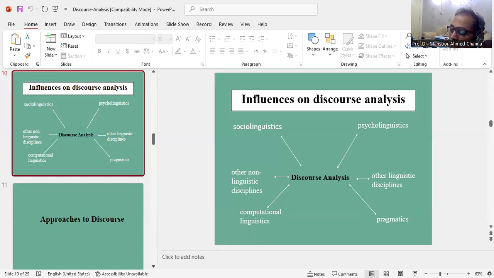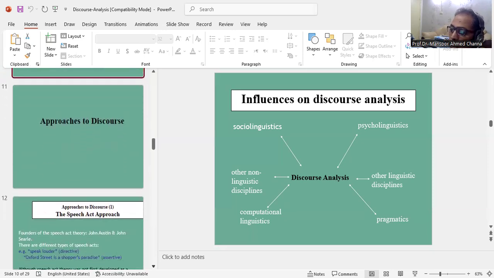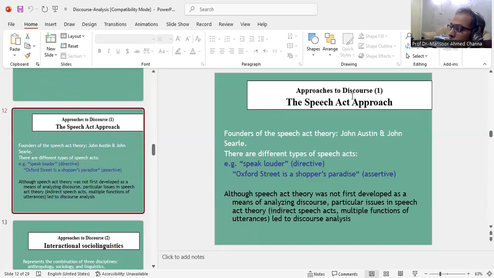Let's study the 5 approaches to discourse analysis. Number 1 approach to discourse is the speech act approach. The founders of speech act theory are John Austin and John Searle. There are different types of speech acts. For example, "Speak louder," directive. "Oxford Street is a shopper's paradise," assertive.